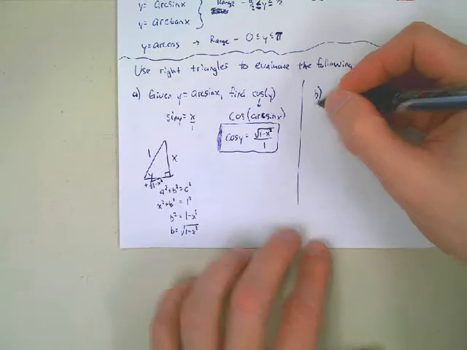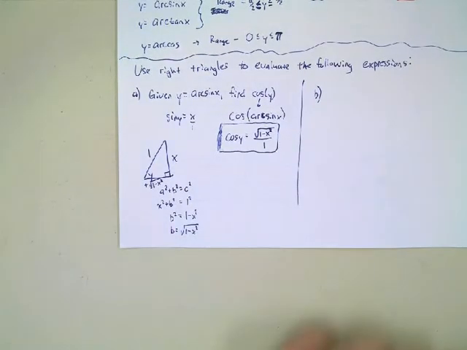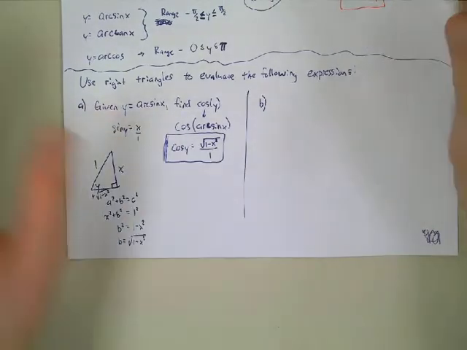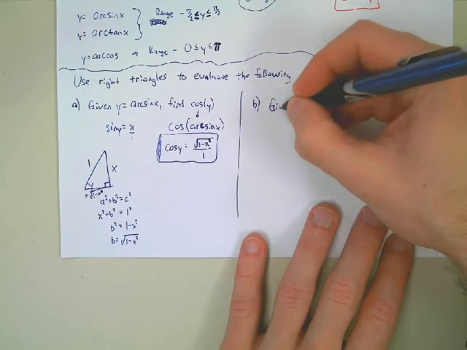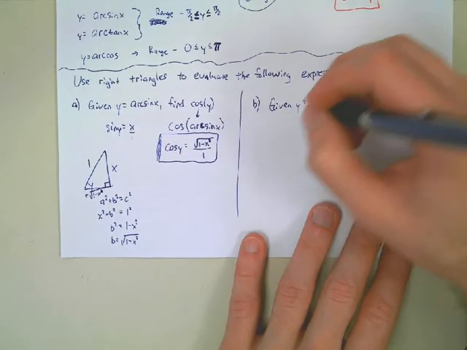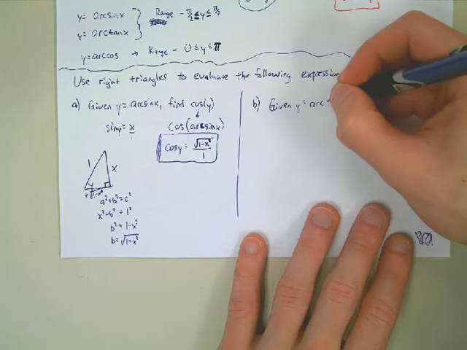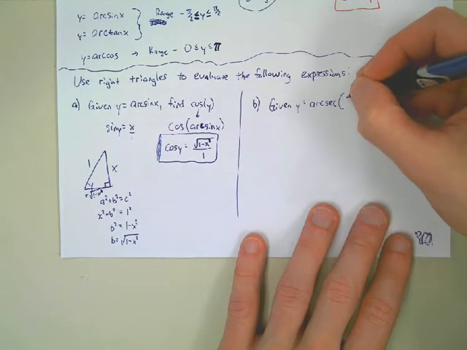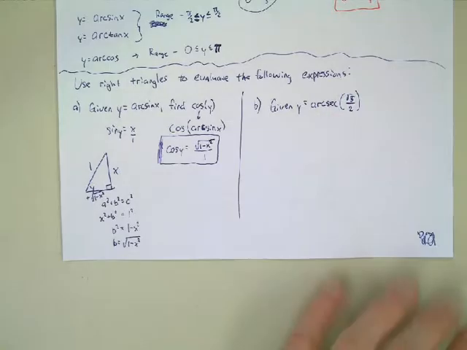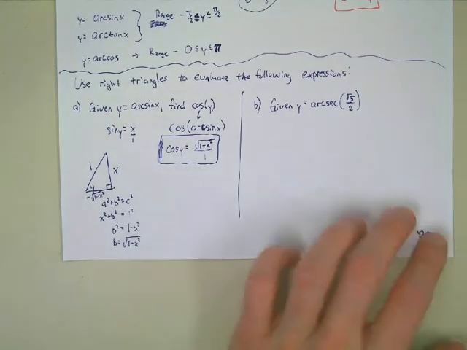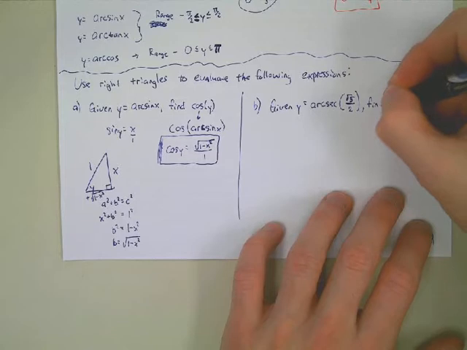All right, given y equals arcsecant of the square root of 5 over 2, find the tangent of y. Okay, so very similar to the last one. This one's nice though because we'll actually have some numbers and stuff, not just x's. Okay, we'll have some nice numbers.